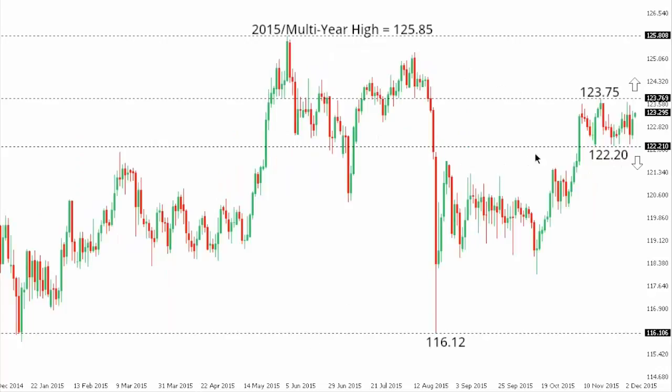Dollar yen. So dollar yen has been chopping around and remains confined to some consolidation between 123.75 above and 122.20 below. A break above 123.75 would open the door for a retest of the 2015 multi-year high at 125.85, while inability to take out 123.75 followed by a break back below 122.20 would put the pressure back on the downside and open the door for an acceleration back towards the 119 to 120 area.